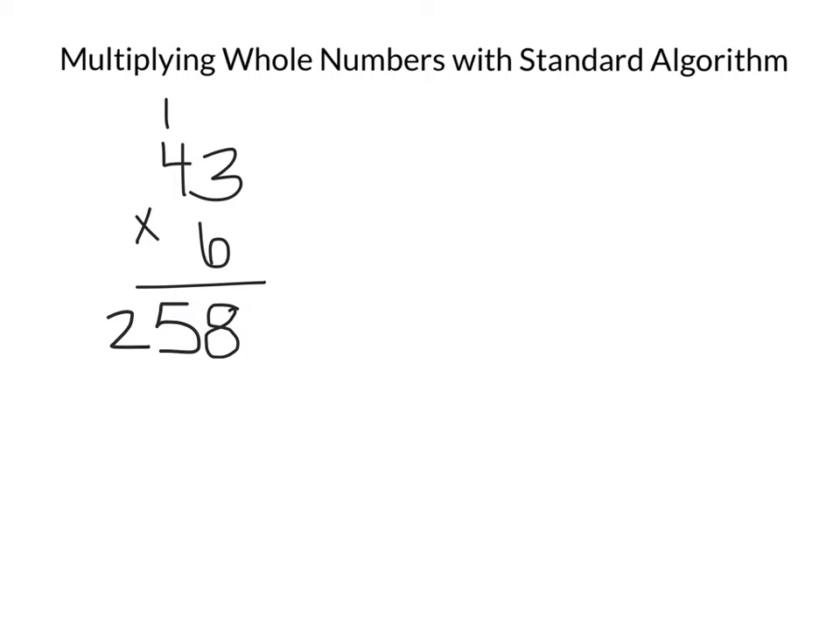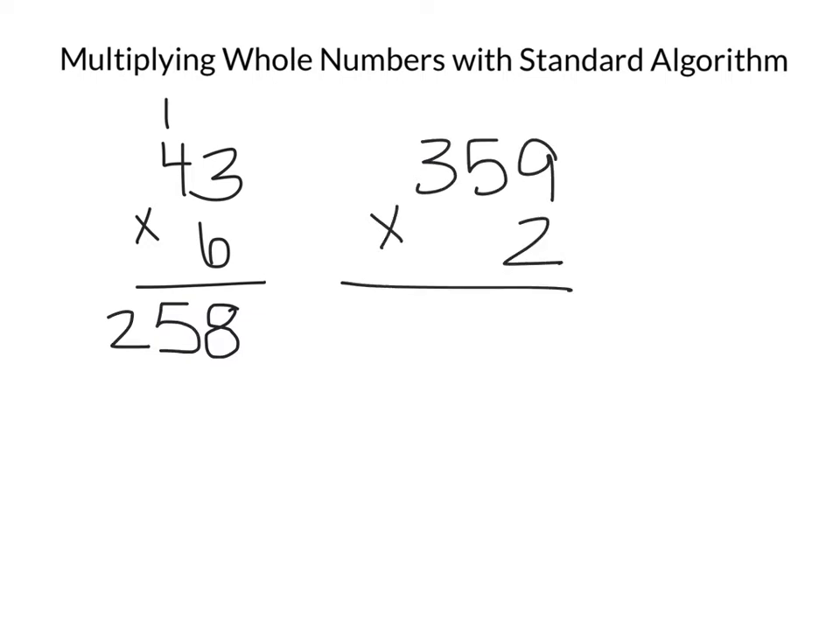Now we are going to try a 3-digit by a 1-digit number. 359 times 2. I do the same exact thing. I multiply my 9 times 2, and I get 18. Drop the 8, carry the 1. Then I multiply 5 times 2, and I get 10. And then I have to add the 1, and I get 11.